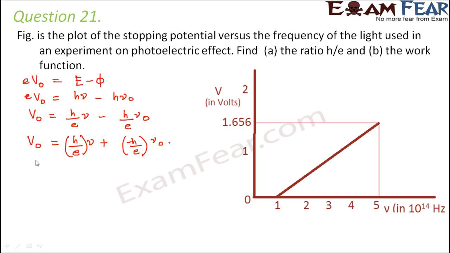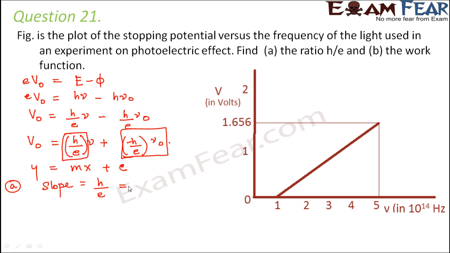Correct? Now if you look at this equation, you see that this is of the form y is equal to mx plus c, right? Where this entire thing acts as c, that is the intercept, and here m acts as the slope. So basically, in part A of this question, we have to calculate the ratio h by e, which is nothing but the slope of this line. So slope of this line is equal to h by e.